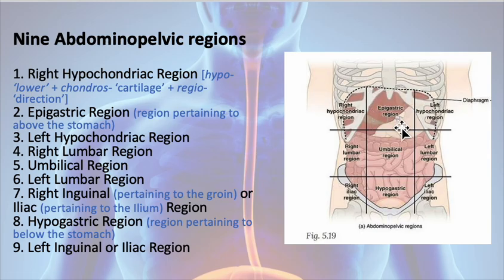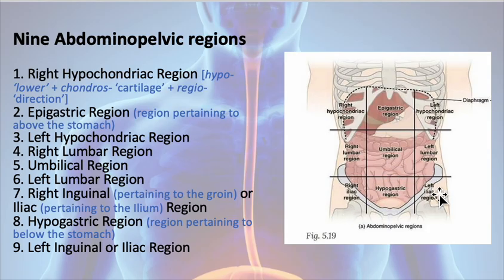More central at the top is the epigastric region. We talked about how epi means above, gastra means stomach, so pertaining to above the stomach. This particular region is called the epigastric region. And then we have the left hypochondriac region on this side. Now below and in line with the lumbar spine, there is the right and left lumbar region. The umbilical region is in the center here because this is where the navel is located, and the umbilical cord was once attached to the belly button when you were in utero.